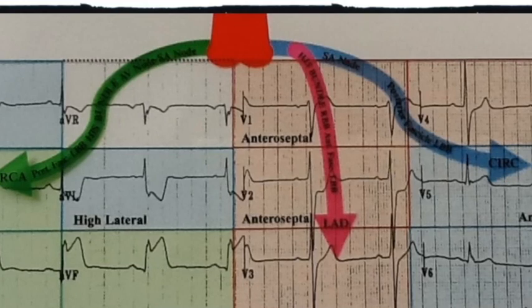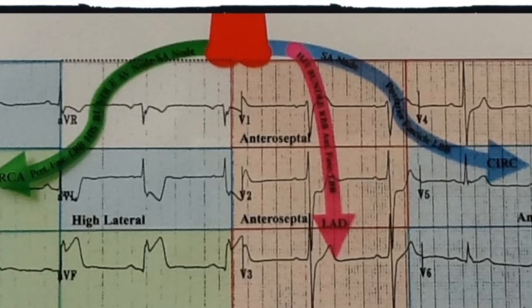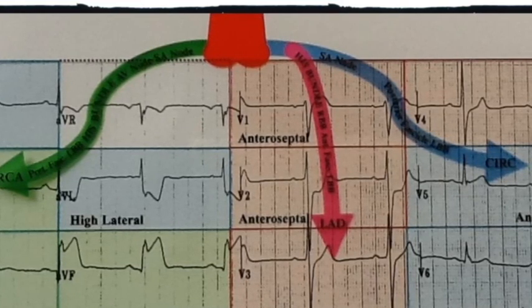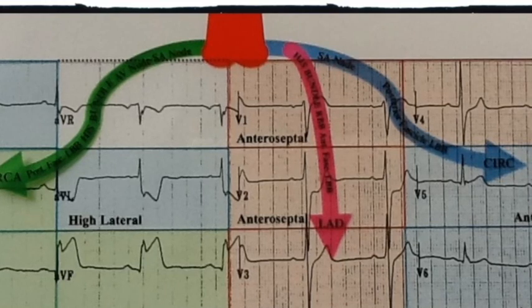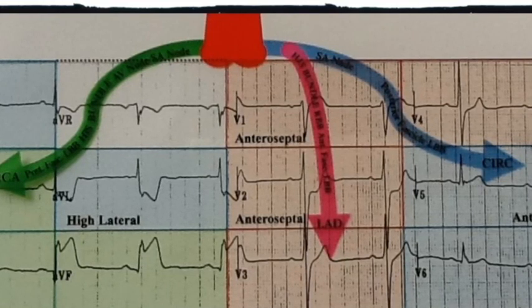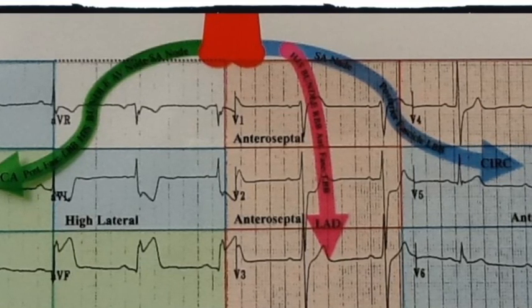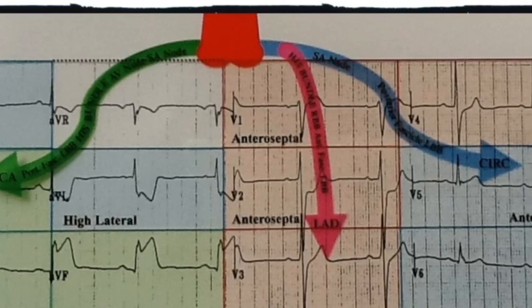And as you'll note from before, the SA node is also fed by the RCA. So if there's a little bit of blockage to the SA node from the circ being included, again, it's not going to be a complete obstruction, so it's usually not a problem.